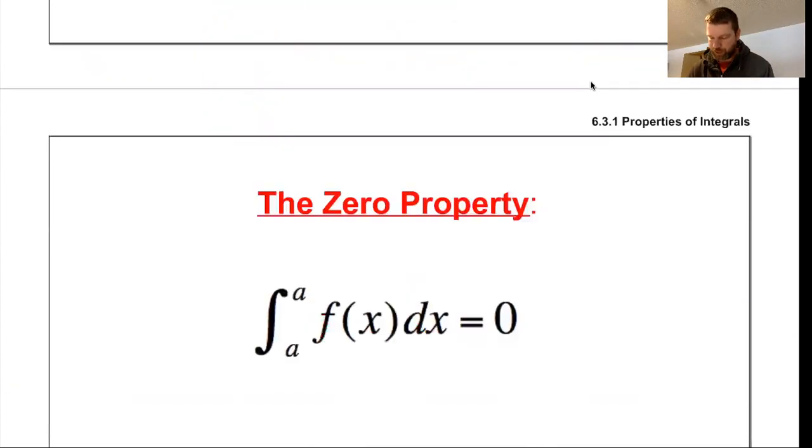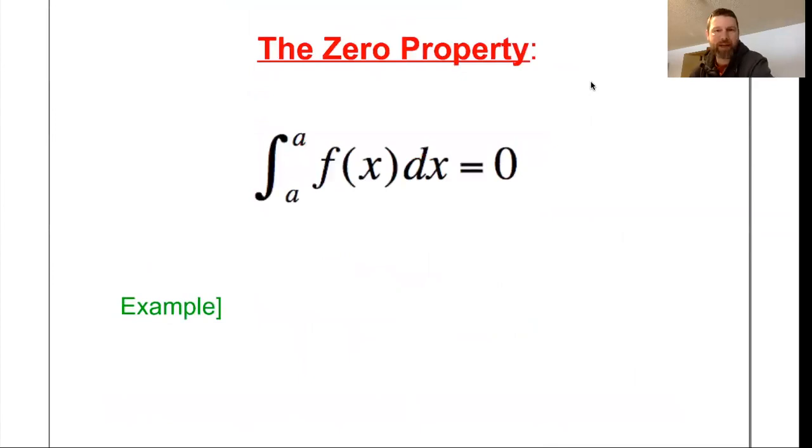So this property is called the zero property. It says that the integral from A to A of f of x dx is equal to 0, no matter what the A is, no matter what the f of x is.